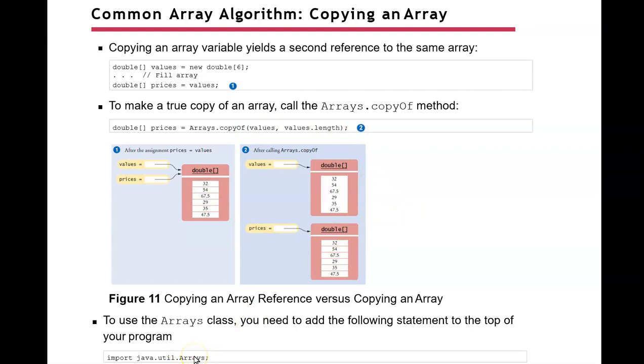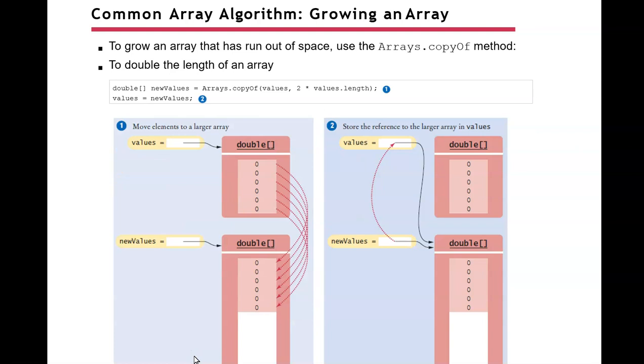So what happens when we run out of space in an array? Well, what we can do is create a new array and copy into it. So newValues equals copyOf, and then use a bigger length. Then say values equals newValues, because they're both references and they both reference the same bigger array.